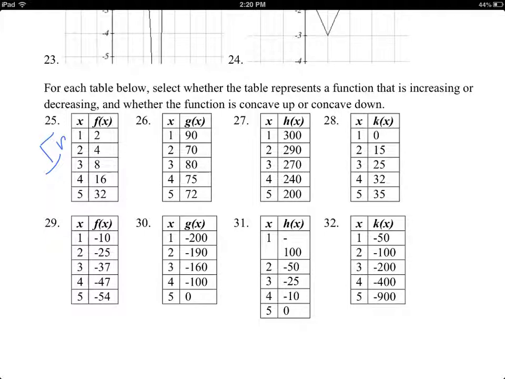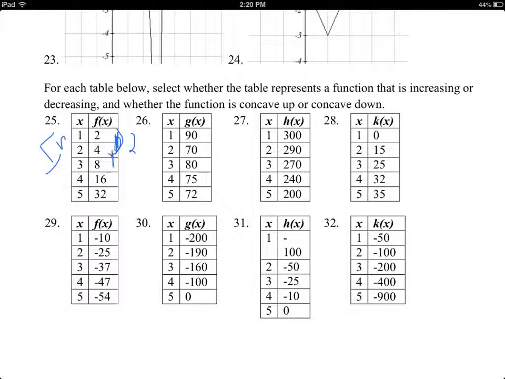What's the average rate of change between 1 and 2? No, the average rate of change. I'm going to do f of b minus f of a. I want you to think about it that way, since that's consistent with what we've been doing. So 4 minus 2 is 2, divided by 1, because 2 minus 1 is 1.